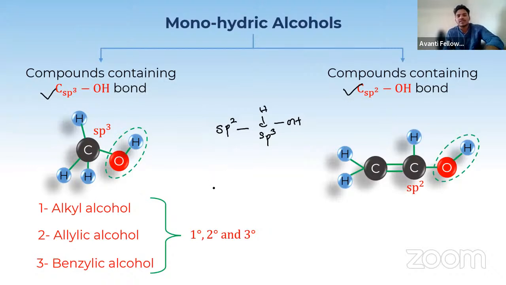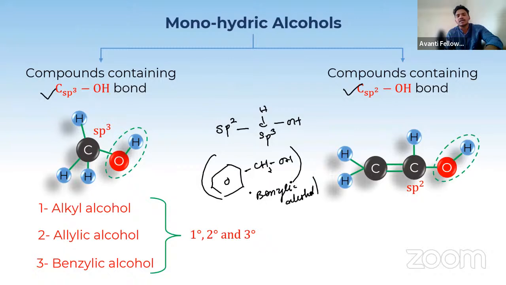Benzylic, where you have benzene and CH2OH. So these particular groups are called benzylic alcohols. And sp2 OH groups are simply those where OH is directly attached to the sp2 carbon. I hope everyone understands this one. Clear? So next, moving on.